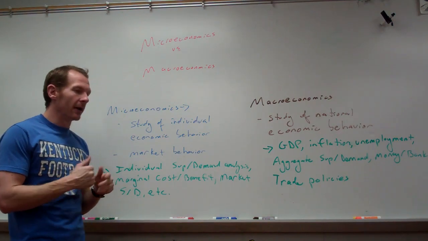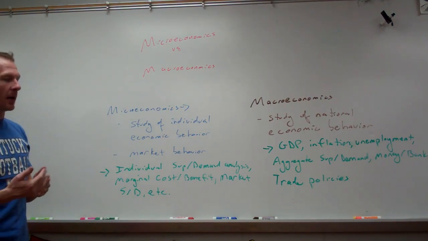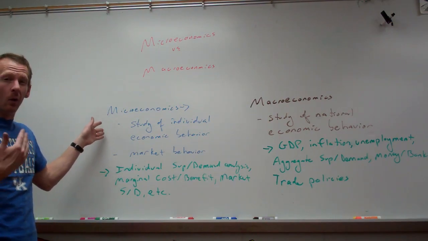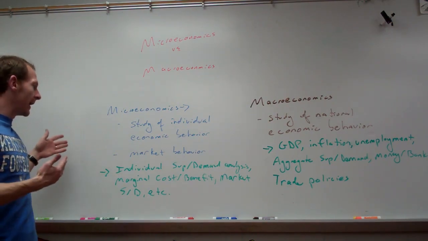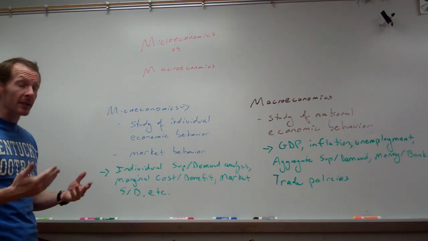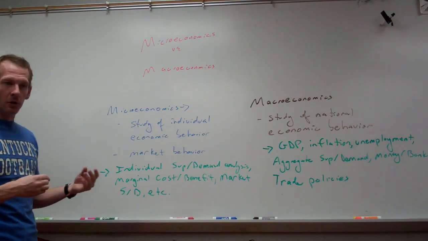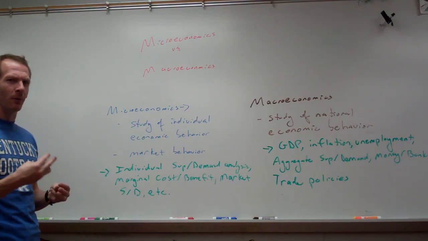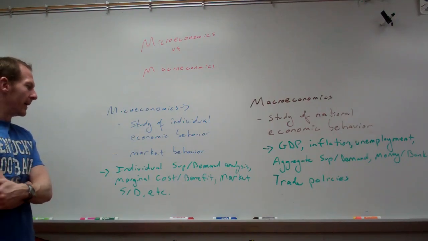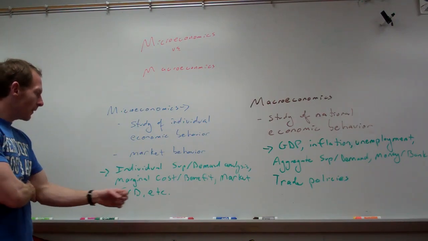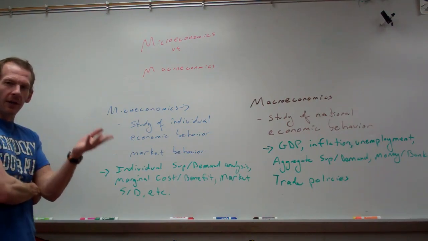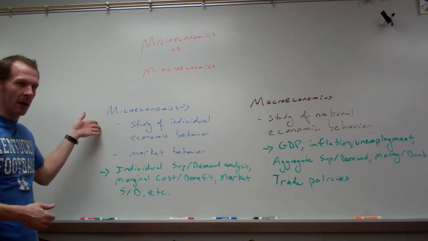And in micro, we looked at a lot with supply and demand, essentially a study of individual economic behavior or market behavior. So we look at individual supply and demand curves. We look at market supply and demand curves. We look at marginal cost, marginal benefit, which is stuff you really didn't get into too much. It'll be more towards AP. We talked about it a little bit. Surplus and shortages. These are, on the individual market basis, more microeconomic concepts.